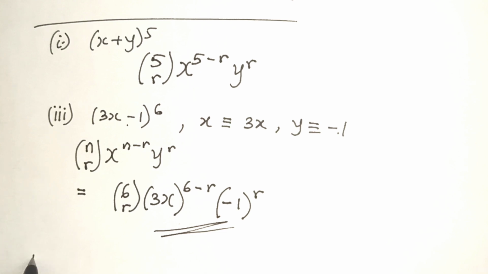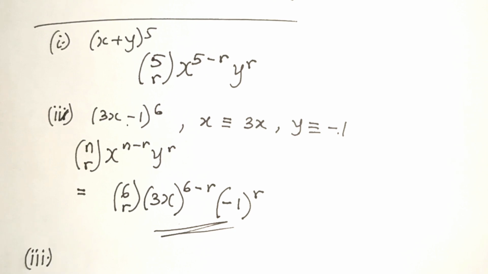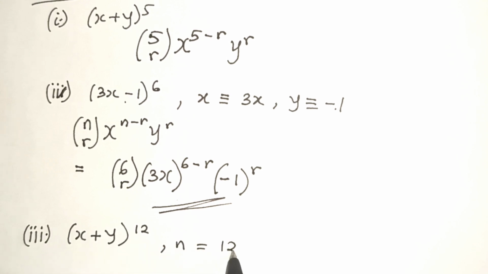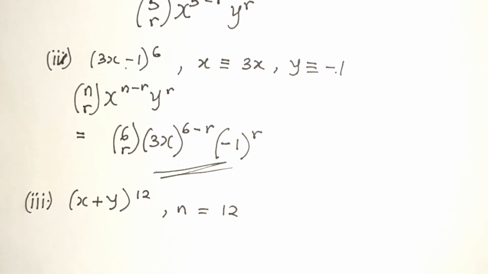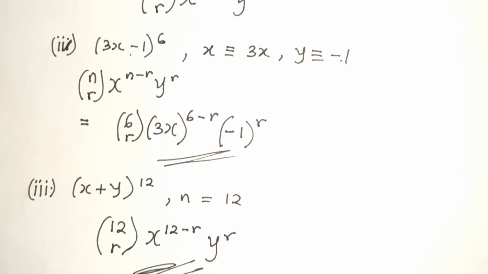Then the third one, this is second, not third. Now the third one, x plus y raised to the power 12. Here n is equal to 12. Then the general term will be n combination r, that is 12 combination r multiplied by x raised to the power 12 minus r, y raised to the power r. So that's the general term of the binomial.